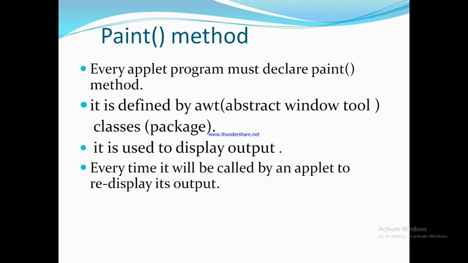And next we see the paint method. Every applet program must declare a paint method. It is defined by the AWT. AWT means Abstract Window Toolkit, and it is used to display the output. I said that paint method is used for displaying the output. Every time it will be called by an applet to redisplay the output. If sometimes we want to redisplay the same things again and again, then the paint method is called. As many times as we require the output, that many times the paint method is called.